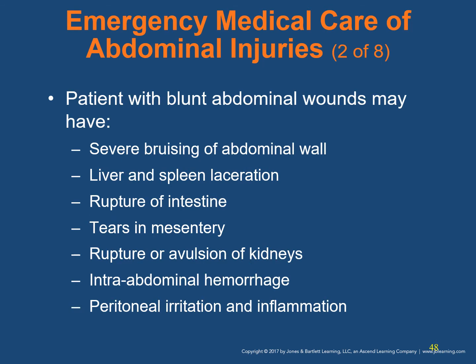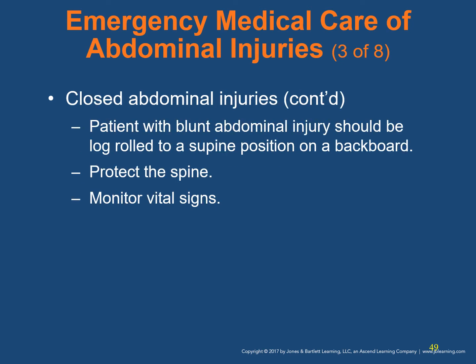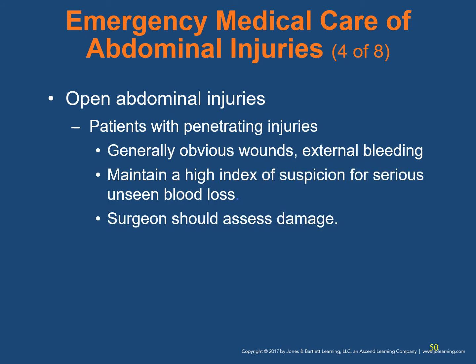Patients with blunt abdominal wounds may have severe bruising of the abdominal wall, liver and spleen laceration, ruptured intestines, tears to the mesentery, rupture of kidneys or avulsions of the kidneys from their arteries and veins, rupture of the urinary bladder, severe intra-abdominal hemorrhage, and peritoneal irritation and inflammation. A patient with blunt abdominal injury should be log-rolled to a supine position on a backboard. Protect the spine. Monitor the patient's vital signs for any indication of shock and treat appropriately.